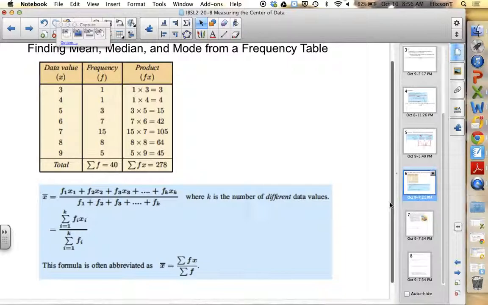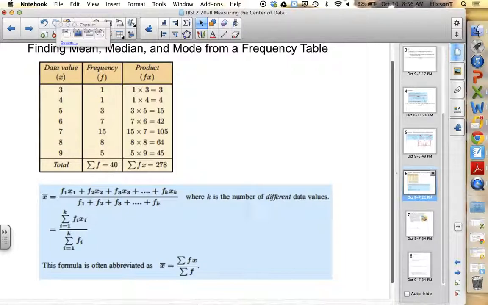And you see how we're multiplying each data value by its frequency, and we're adding that up. So you'll see here, X is the data value, F is the frequency. We're adding those up after we multiply them. The danger here when we're finding the mean is making sure that you divide by the proper value.